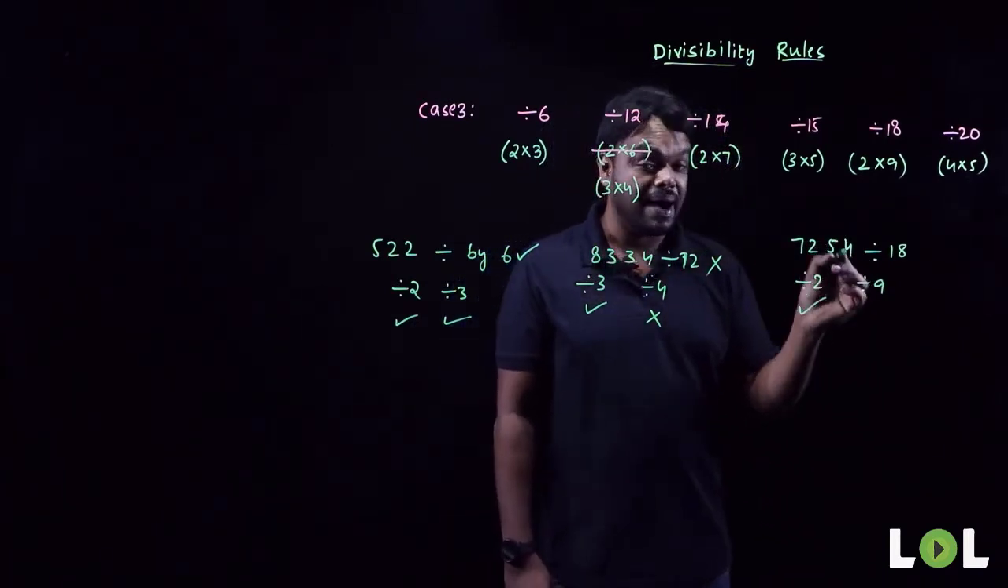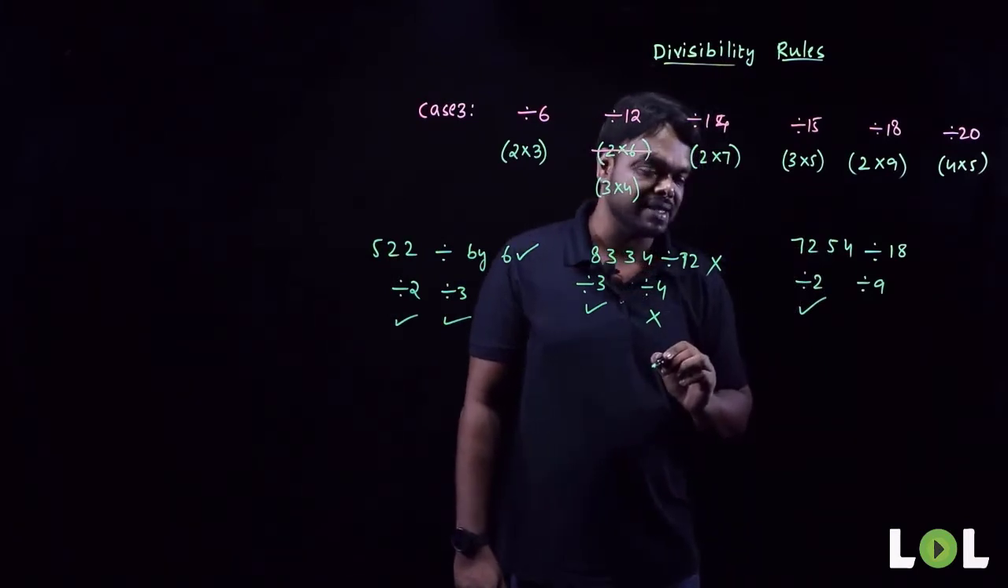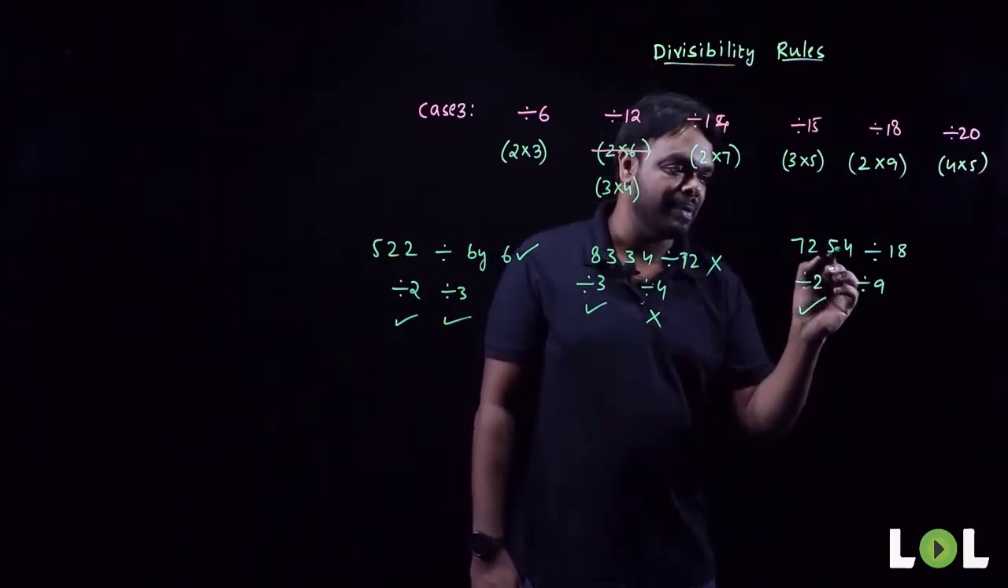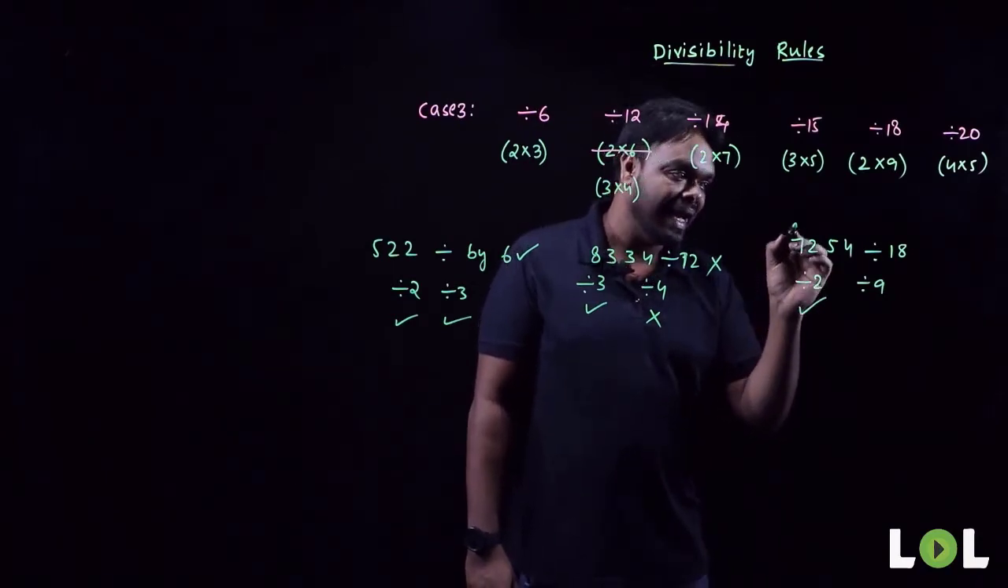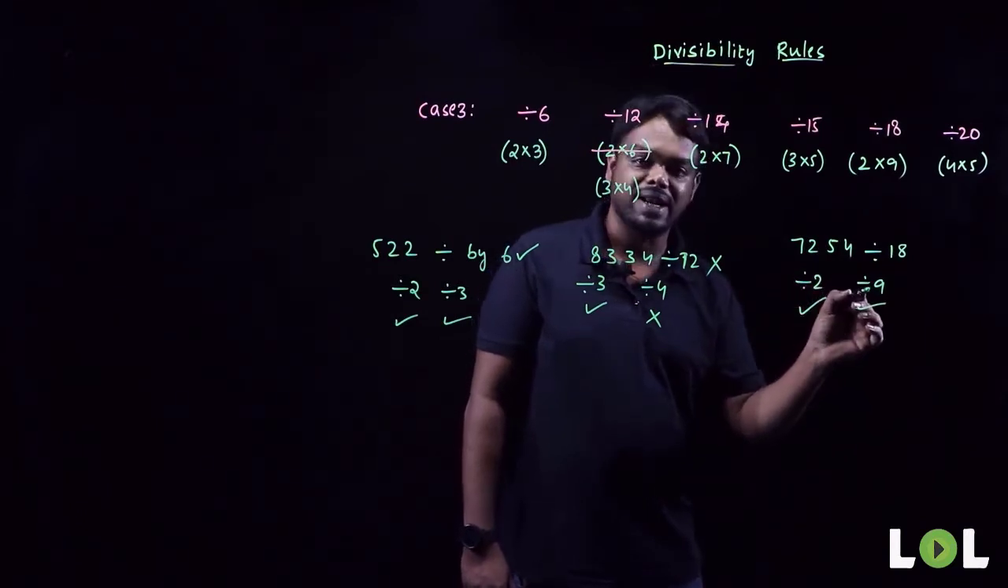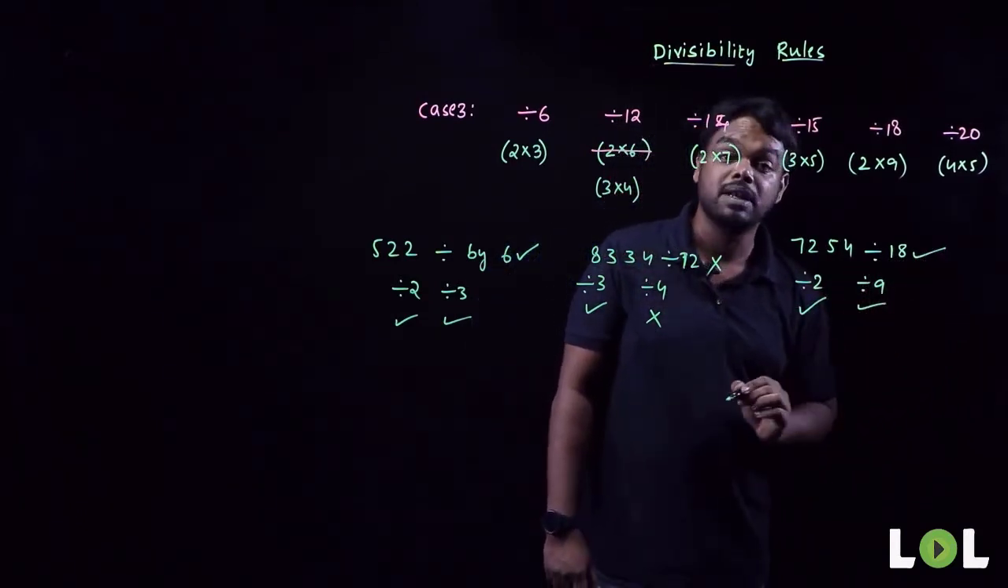Divisibility by 9. Apply the divisibility rule of 9. What does it say? Sum of the digits should be divisible by 9. 7 plus 2, 9. 5 plus 4, 9. 9 plus 9, 18. 18 divisible by 9? Yes. So this number is divisible by both 2 and 9. It means it must be divisible by 18.